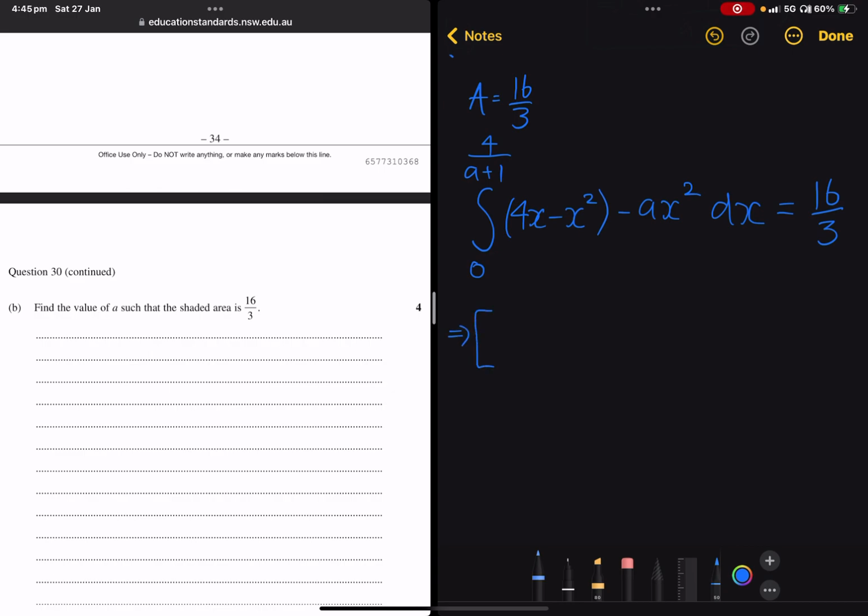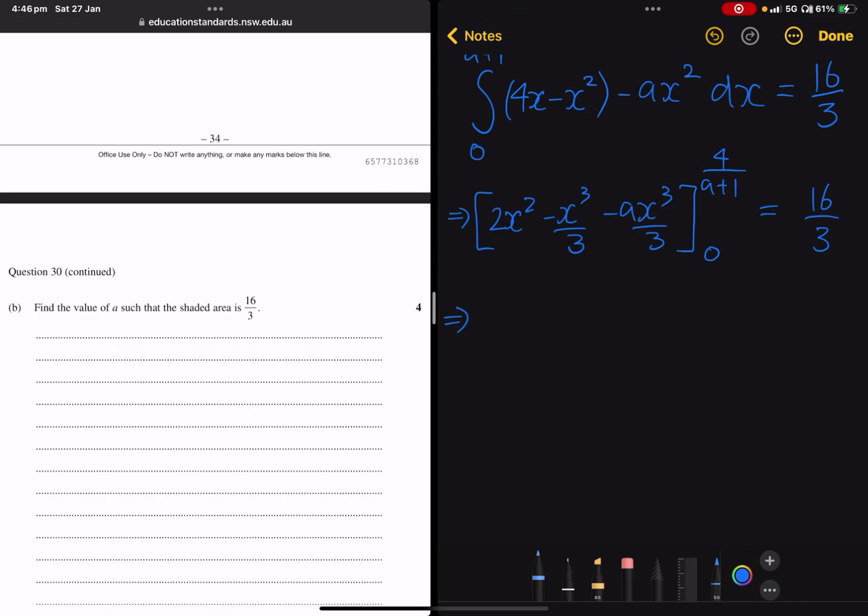We have this becomes 4x becomes, let's see, 2x squared, minus x squared becomes minus x cubed on 3. And then we're going to have minus ax squared will become minus ax cubed on 3. This is all going to be evaluated from 0 up to 4 over a plus 1, and the evaluation of this is all equal to 16/3.